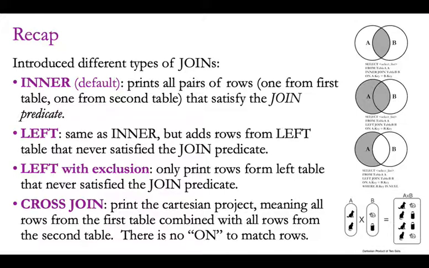the right-hand side. And then cross-join is different than all of these in that it's a Cartesian product and it doesn't have any matching. There's no on condition. It's simpler in some sense. It takes every row from the first table, every row from the second table, and produces an output.